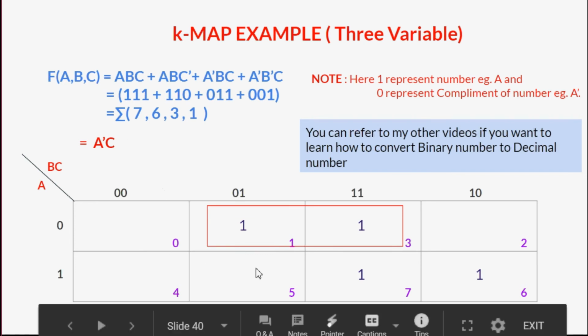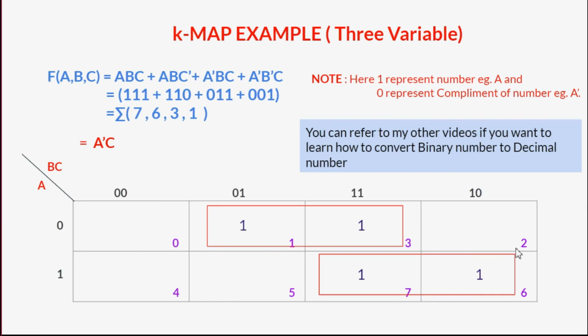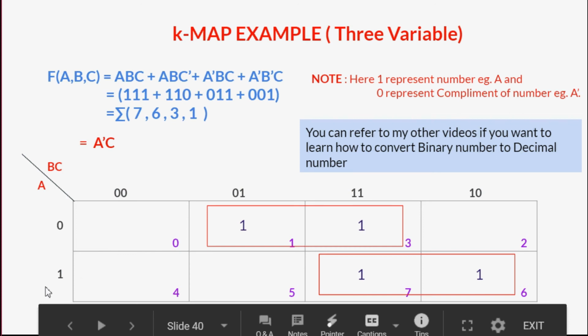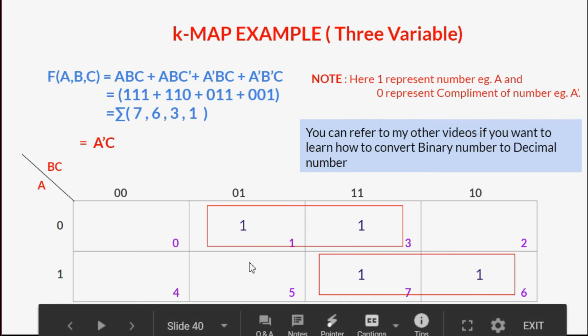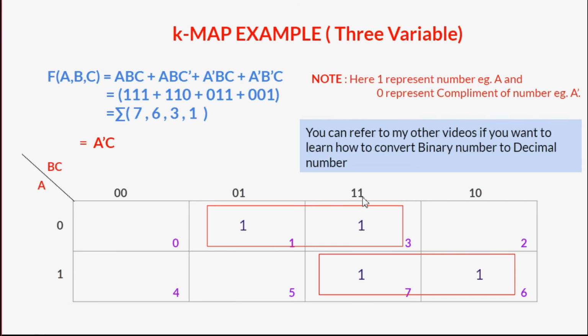Now coming on to the next block, I have made a block of 7 and 6. When I form a block of 7 and 6, again A is constant. If you just have a look, A is constant, but this time A is represented as input 1. And here B is constant, that is for cell number 7, B input is 1, and for cell number 6, B input is 1. But C is not constant. For cell number 7, C input is 1, but for cell number 6, C input is 0. So C is not constant.